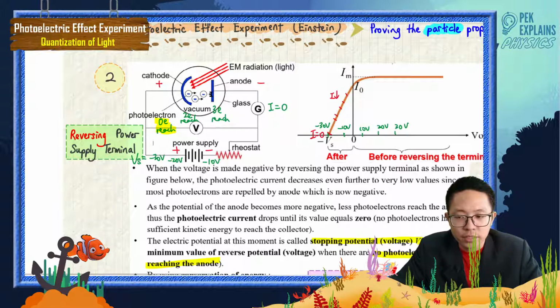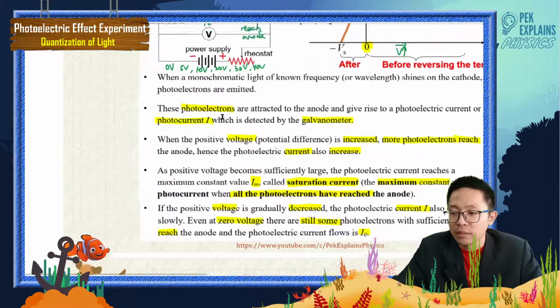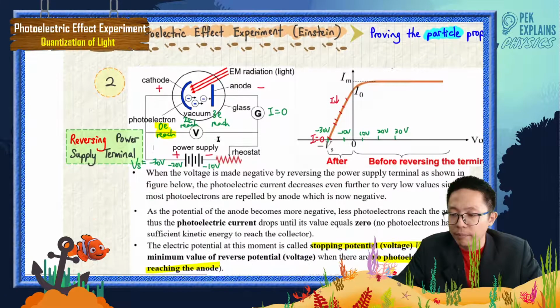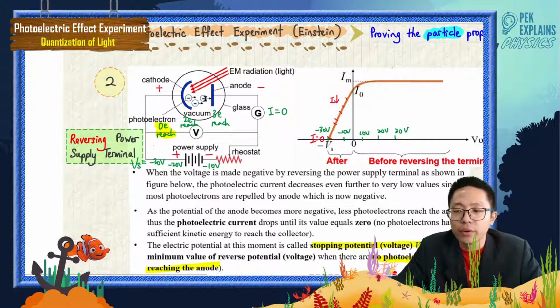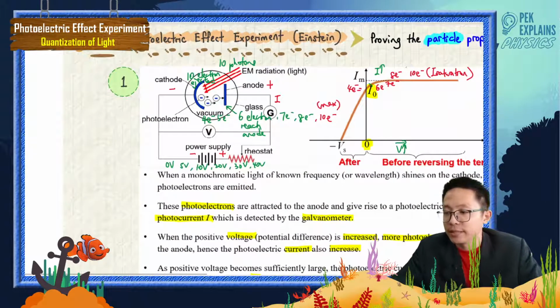The electron cannot reach the anode. Because when you reverse the voltage, last time it was negative-positive, now it becomes positive-negative. Positive-negative means the anode is now negative. The negative terminal will repel the electron. You see, last time when not reversed, it's like this.